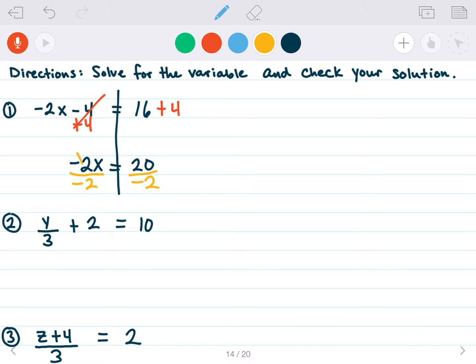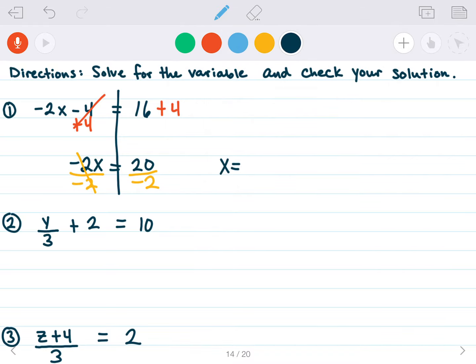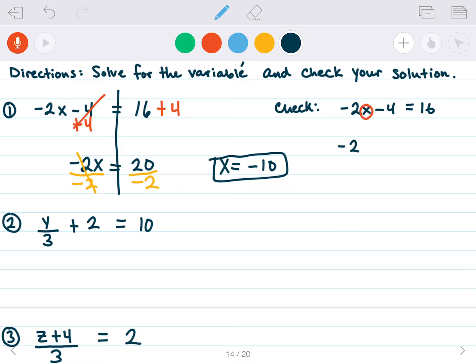So on the left side, that clears out to 1, and I'm just left with 1x on the left side equals 20 divided by negative 2, which is negative 10. And so we can check our answer by looking at our original equation and subbing in negative 10 for x. So I get negative 2 times negative 10 minus 4. Does that equal 16? PEMDAS: negative 2 times negative 10 is 20. Minus 4 equals 16. Well, that's true. So that is our solution, x equals negative 10.